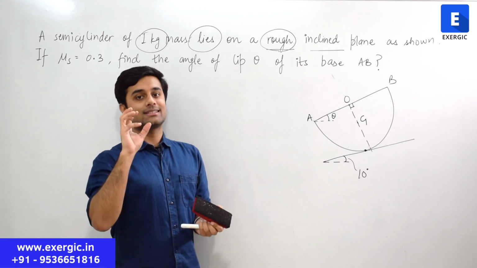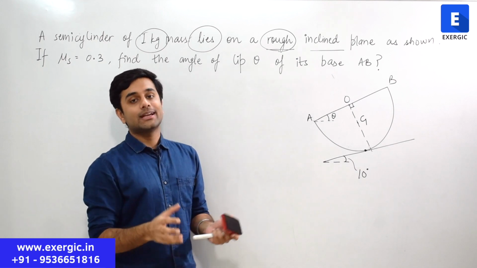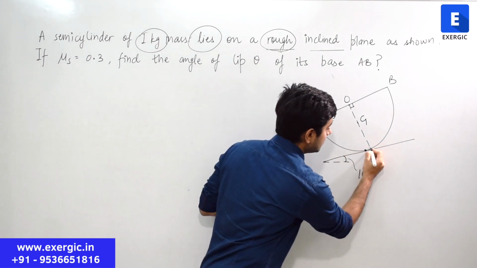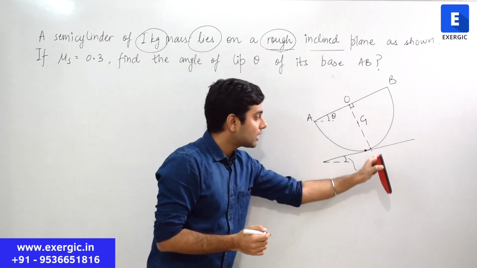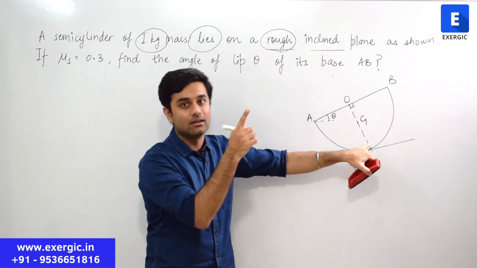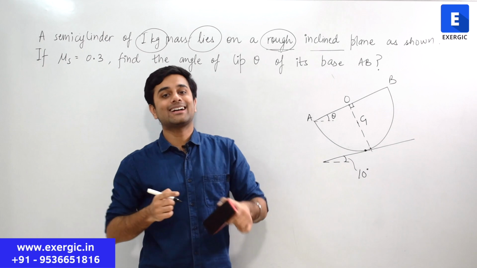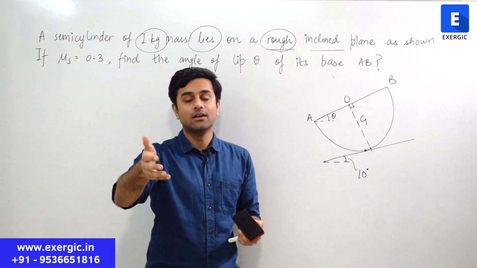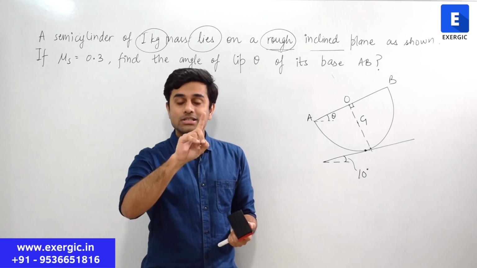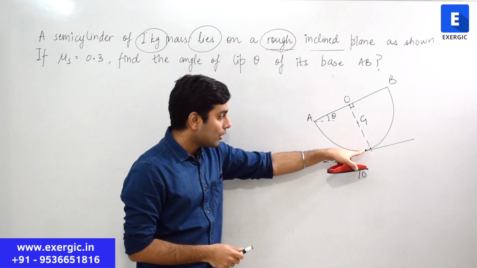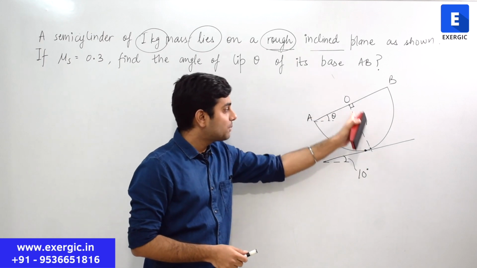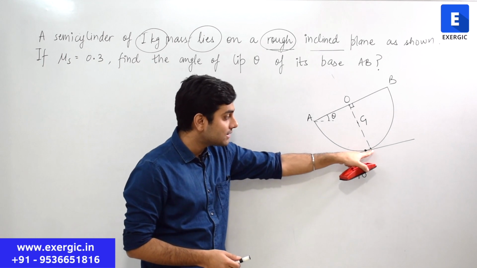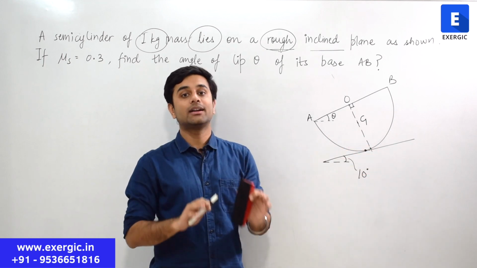Some of the students can think, or they can draw in the diagram, that this point where the perpendicular line is touching the semicircle is the same as the contact point. Some of you may have made this mistake while trying to solve the question. This is not correct. Point of contact is different. This perpendicular line passing through the center of gravity is touching the semicircle at a different point.